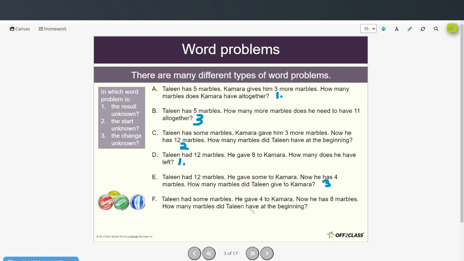And Talene had some marbles. He gave 4 to Kamara. Now he has 8 marbles. How many marbles did Talene have at the beginning? Well, here the start is unknown.